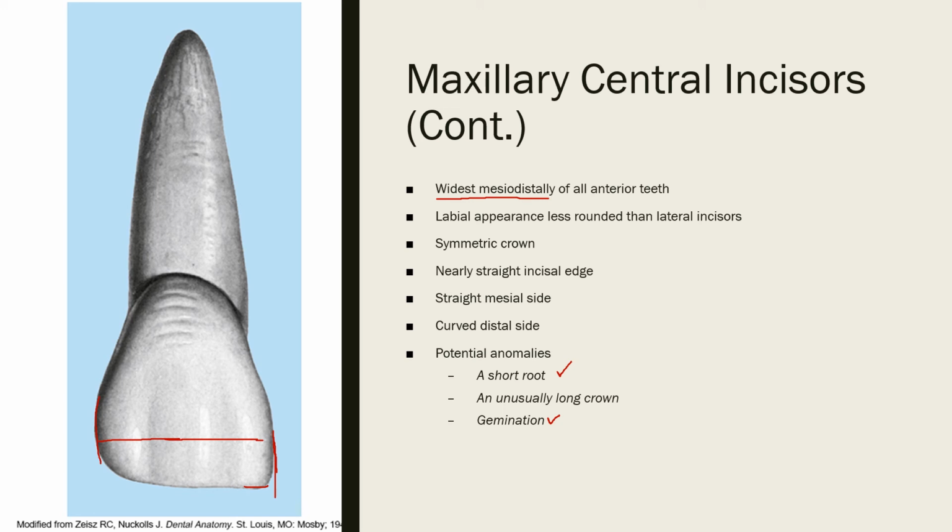Remember, our maxillary lateral incisors is generally where we're going to see more of the anomalies. But again, there are a few anomalies that we need to be aware of. The most common is going to be short root and long crown. But we've also seen a tendency for gemination in there. So I would say that's about the third most common, okay?